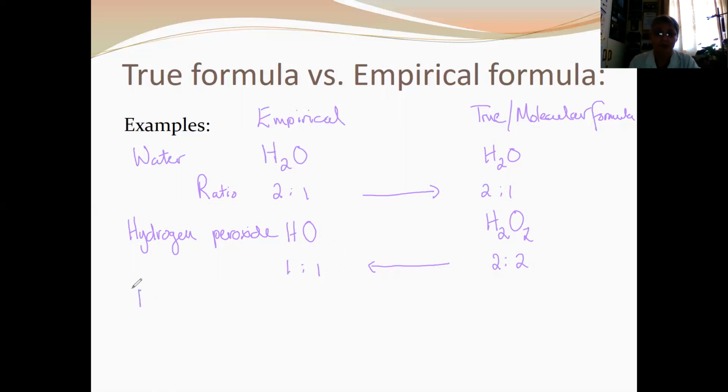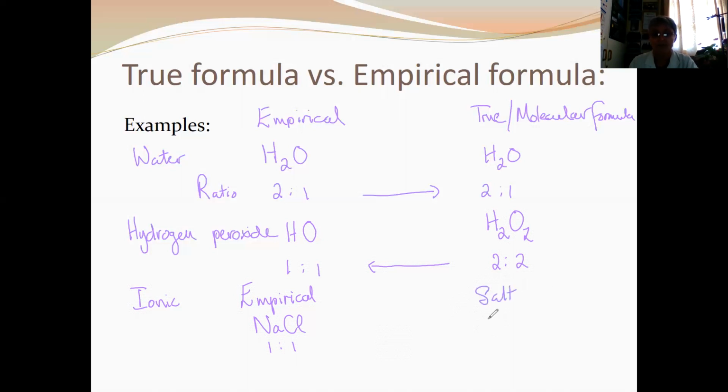Usually, for ionic substances, the formula is the empirical formula. Like sodium chloride, the empirical formula is NaCl because 1 sodium joins to 1 chlorine. But this is not a molecule. It's a formula unit. It's the smallest part of the compound that makes up a salt.